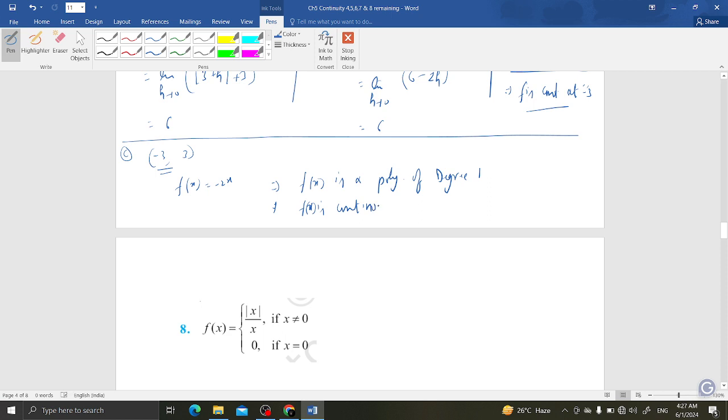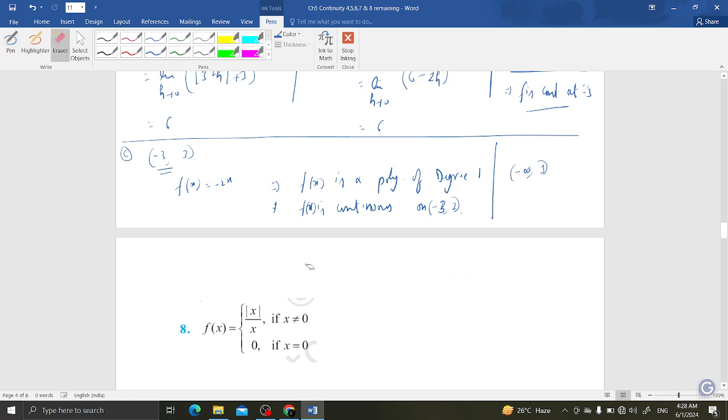f(x) is continuous on minus 3 to 3. Done. Hence we can say that minus 3 to 3 is continuous, and before minus 3 is also continuous, and at minus 3 it is continuous. So how much interval do we get? Minus infinity to open 3, this function is continuous.